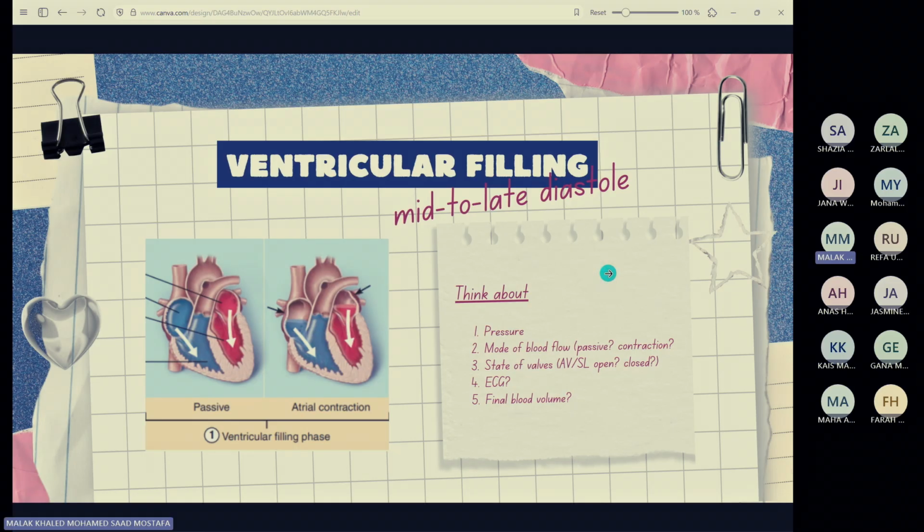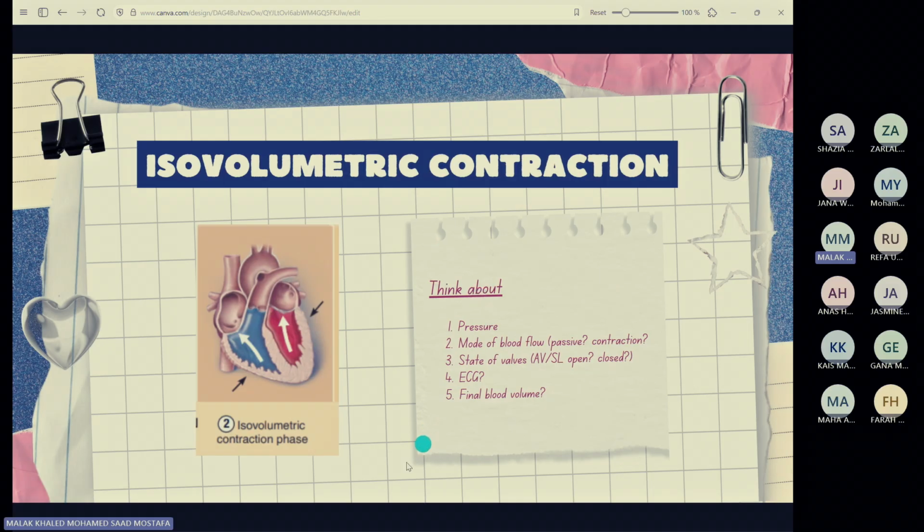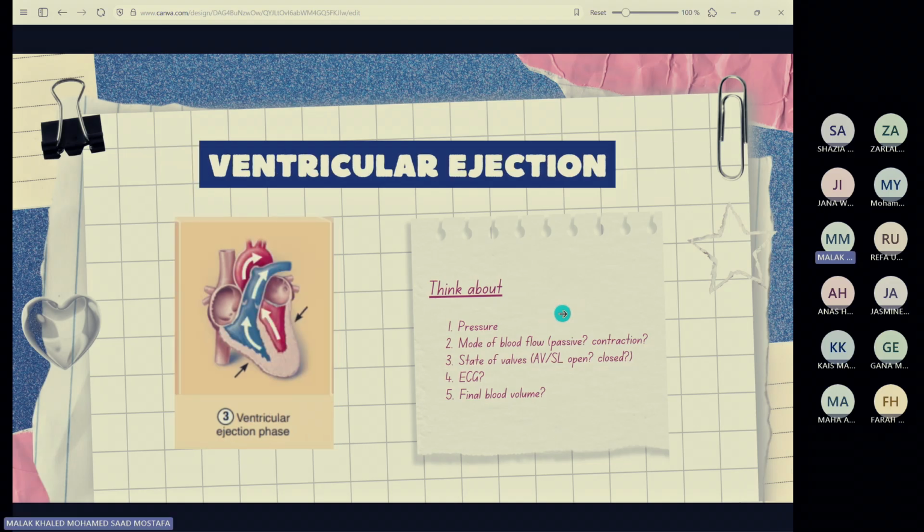Moving on to isovolumetric contraction, where the ventricles are contracting. Iso means same volume, but your pressure is increasing. Technically the ventricles are contracting, but nothing is happening to the blood volume. The valves are all closed, so your ventricles are right now closed chambers. In the ECG, the ventricles are depolarizing because they need to contract. Electrical events come before contractile events, so the QRS complex happened. The final blood volume is the same, still 120 milliliters.